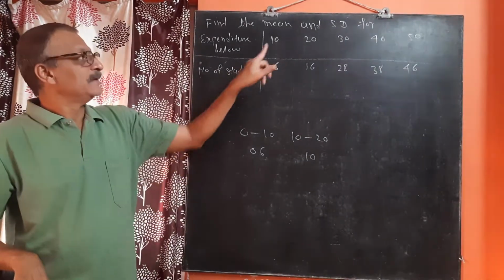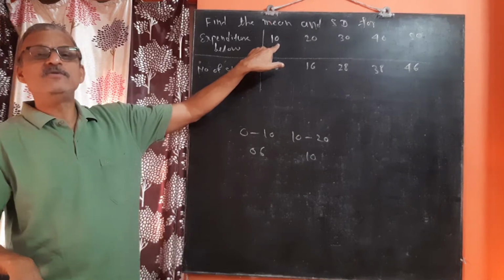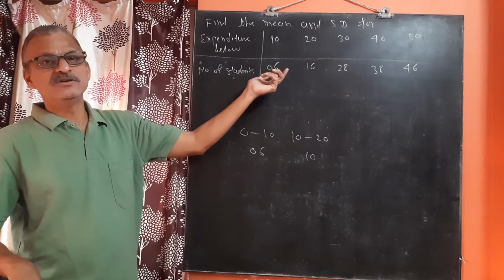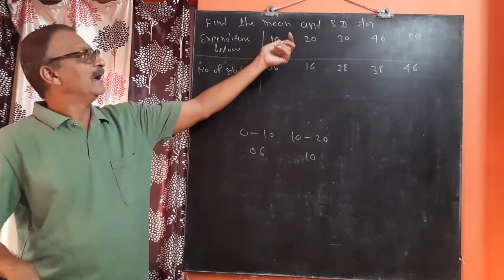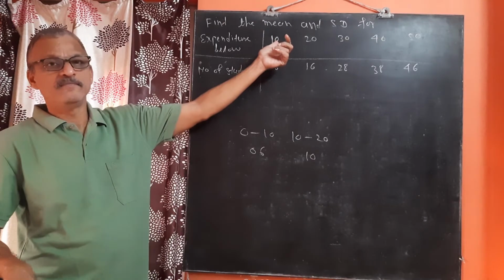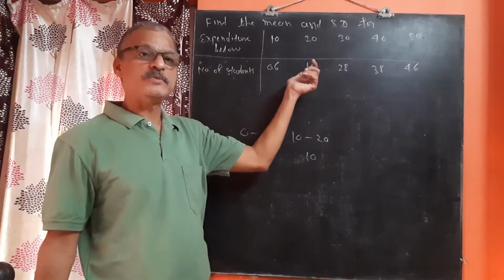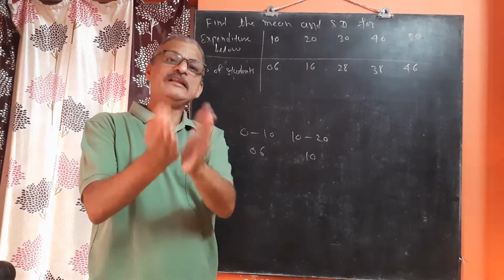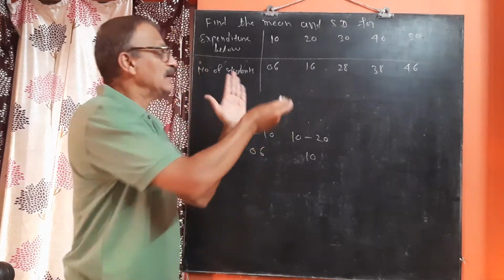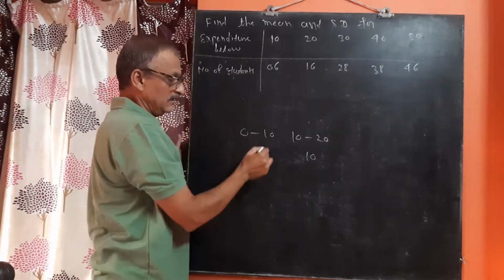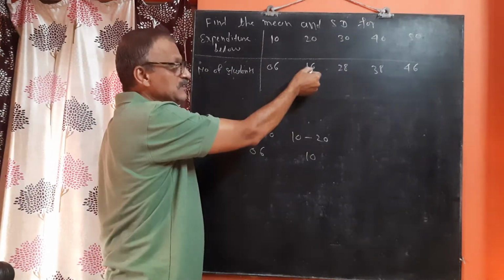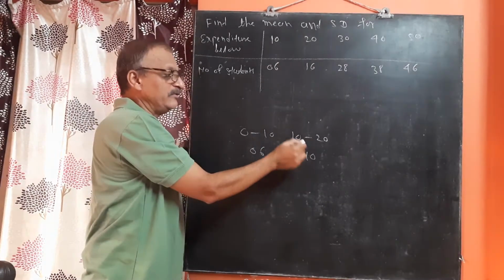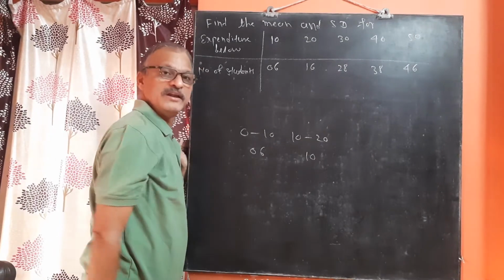I explain again. Expenditure below 10: in rupees, there are in all 6 students who spend 10 rupees per week. There are 16 students who spend up to 20 rupees. But up to 20 includes 10 also. So up to 10 there are 6. That means out of 16, the remaining, 16 minus 6, is 10. Ten students spend between rupees 10 to 20.